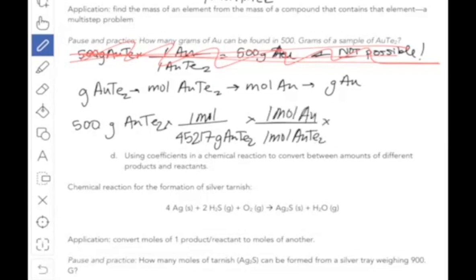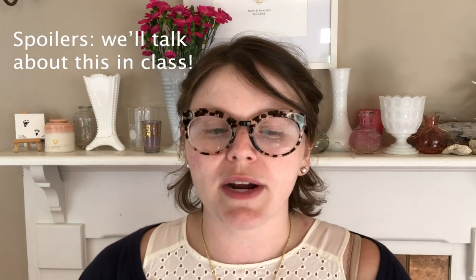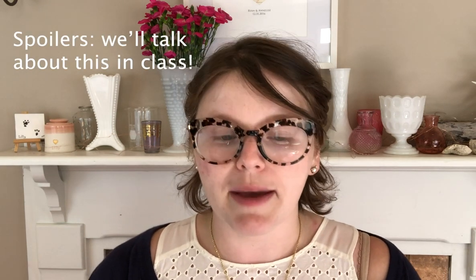Then to get to grams, we'll put 1 mole of gold on the bottom, multiply by the molar mass of gold with 196.967 grams per mole on the top, and we end up getting 217 grams of gold this way. So from 500 grams of gold telluride, we get 217 grams of gold. Not bad. So just under half of calaverite comes from gold, while just over half of it comes from tellurium. But our mole map doesn't stop there. It turns out that mole maps can be really useful for working with different chemical components and chemical reactions.